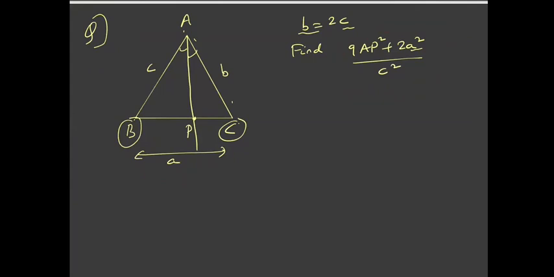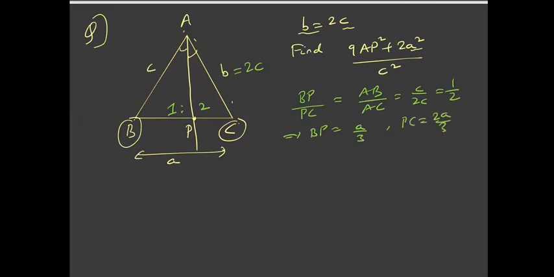Fine. So let us discuss this one. So it is given that B is equals to 2C, right? And we know that since AP is the angle bisector of angle A, BP by BC is AB by AC, right? That is the internal angle bisector theorem. So BP by BC is AB by AC, which is c over 2c, which is 1 over 2. So this ratio is 1:2. So then the length of BP is a by 3 and the length of PC is 2a by 3. Fine.